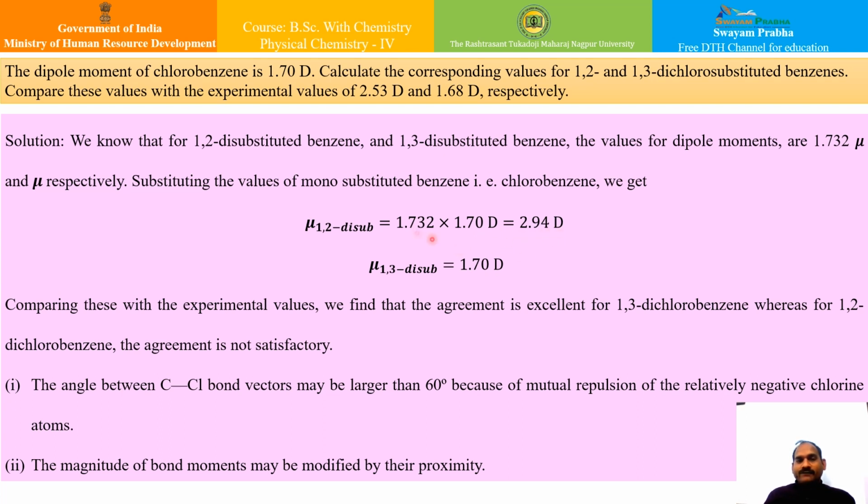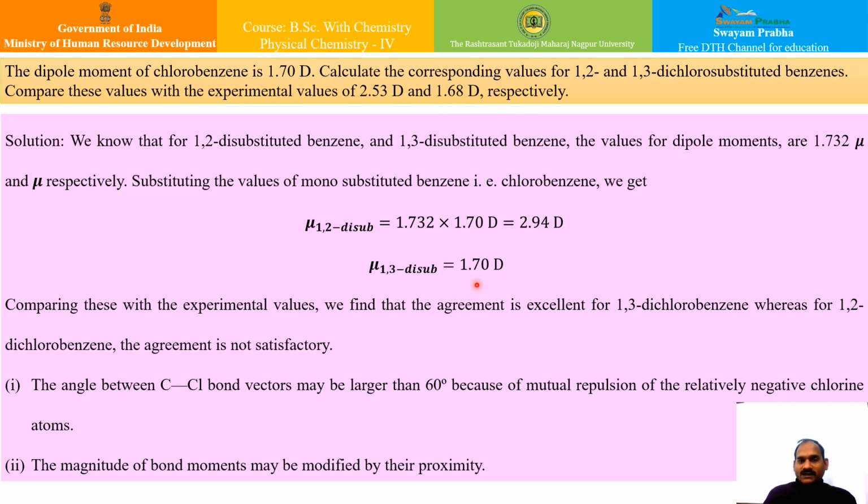Okay. And for 1,3 disubstituted benzene, since it is mu, substitute the value of mu, that is 1.70 dB. So now both the values we have. However, what is given? For 1,2 disubstituted benzene, the value is given as 2.53 dB, and we have got 2.94 dB. Whereas for 1,3 disubstituted benzene, the calculated value is 1.70 dB, and the given value is 1.68 dB.